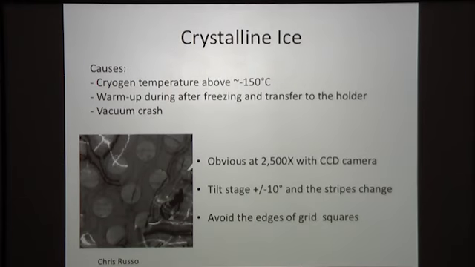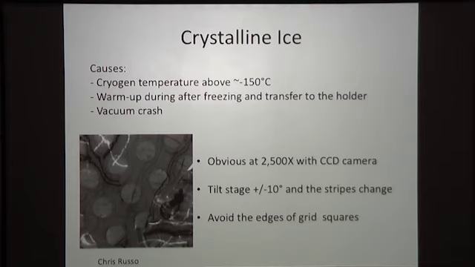Good. Look out for crystalline ice. The causes of crystalline ice, there's several factors. When you're freezing your grids, if your ethane is not cold enough, it means that you won't freeze fast enough to get vitreous ice, you'll get crystalline ice. If your grid handling is a little bit sloppy sometimes, if you don't cool your tweezers long enough, you may end up warming your grid during the transfer.